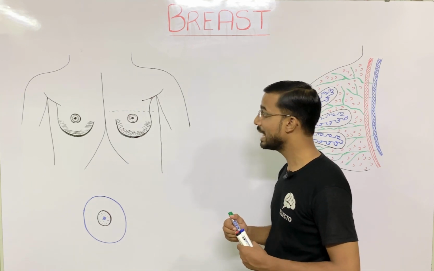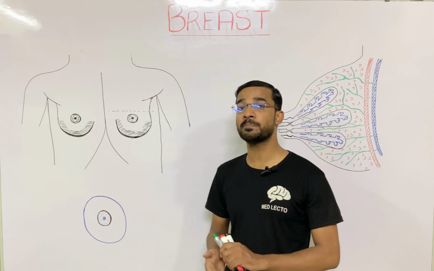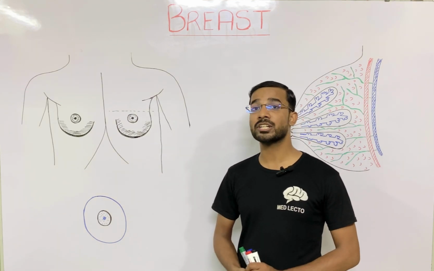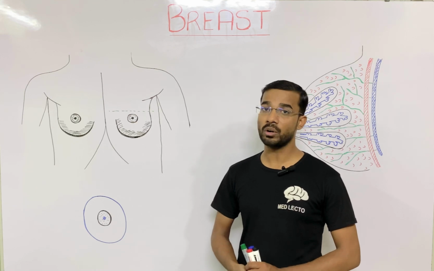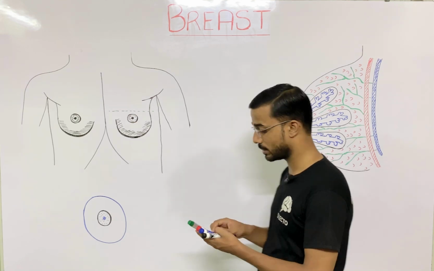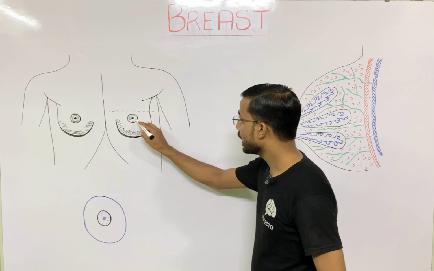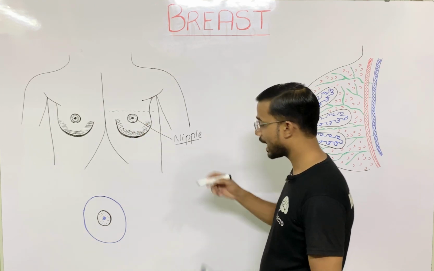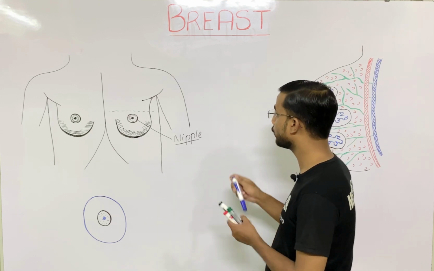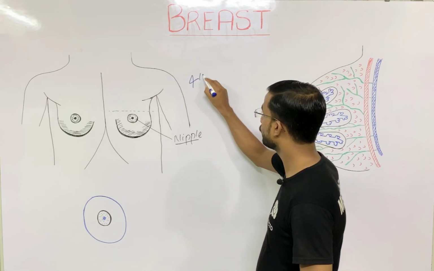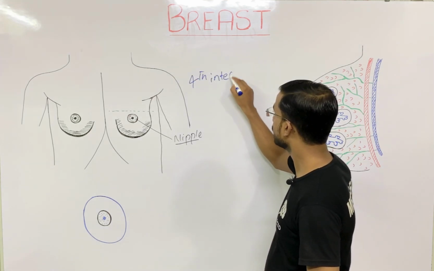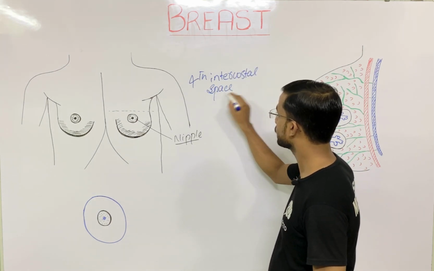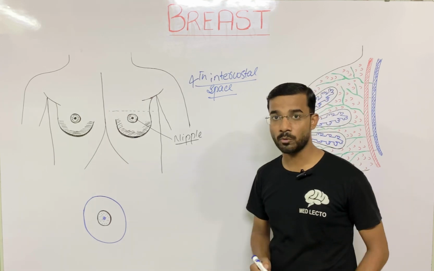And the second thing, if we discuss the position of the nipple according to the ribs, then it is present in the fourth intercostal space. That is the most important thing. Okay. So here is the nipple. And that nipple is present in the fourth intercostal space. That is the most important thing.